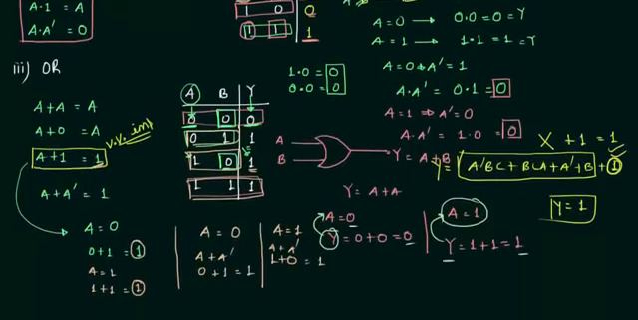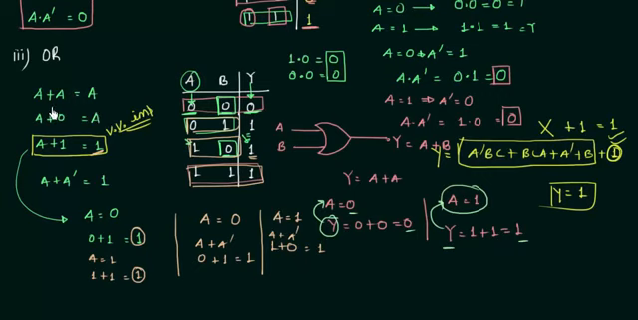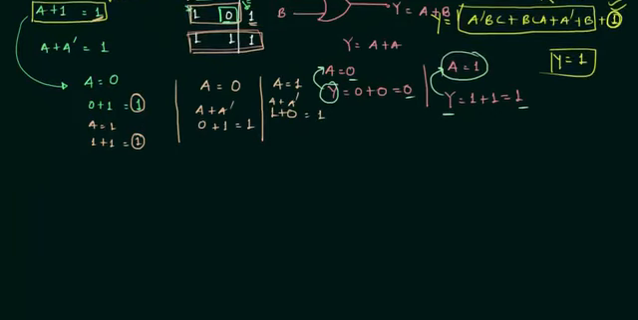In the same way, we did it for the OR operation. A or A is equal to A, A or 0 is equal to A, A or 1, a very important one, is equal to 1, and A or A complement is equal to 1. So these were the rules that we completed in the last presentation. Now we will move to the fourth rule.